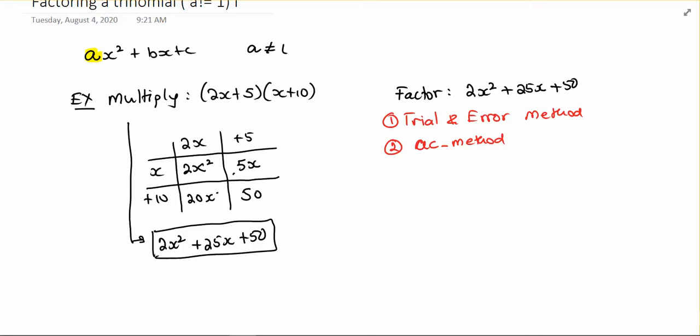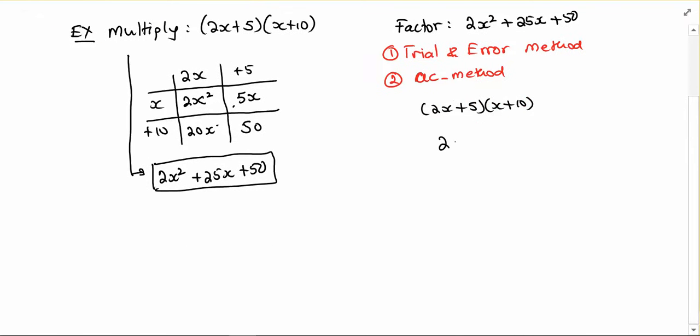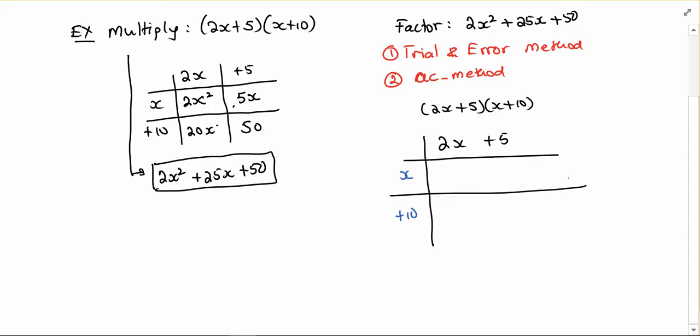To understand the trial and error method, we have to slow down our multiplication process. So if you go back to the problem of multiplying, and we slow it down, we do the box again, 2x plus 5, and we actually use two colors as well, and on this side I put x plus 10 in blue, and we track how all these numbers go.